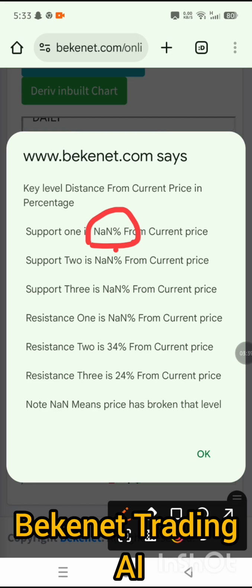I'll show you. This is support 1. This is support 2. This is support 3. Price has passed them. This is support 1, resistance 1. Then this is resistance 2. Price is above it. Price is not above this one, so it's going to calculate. This support 2 is above the price, so it will calculate it because it's moving up. This is resistance 3. Resistance 3 is above the price, so it's going to calculate.